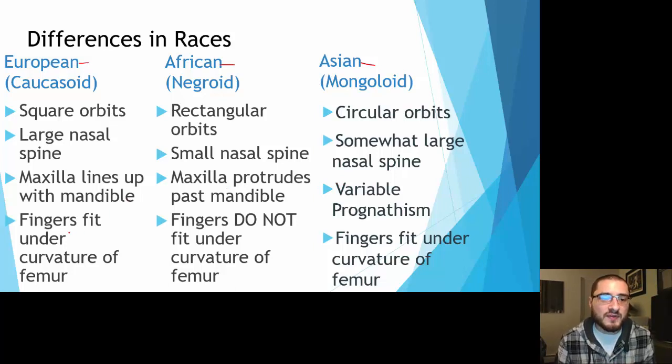And then fingers are going to fit under the curvature of the femur. So when we look at the thigh bone, there's this gap or this curvature of the femur. And then in the African ancestry, we do not see that curvature. And in Asian ancestry, there is that curvature. So there's small differences when we look at this ancestry.